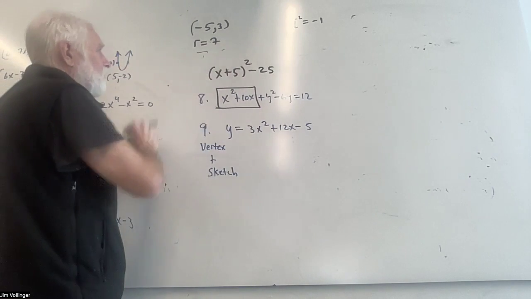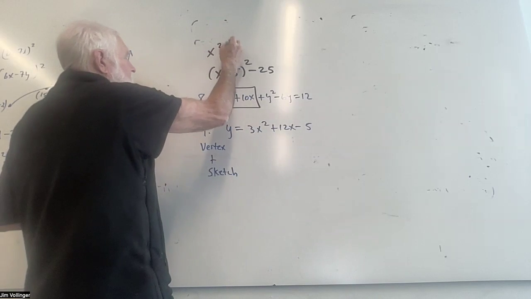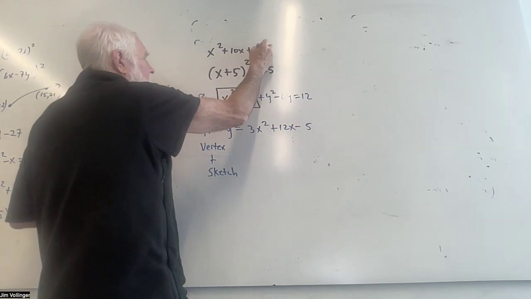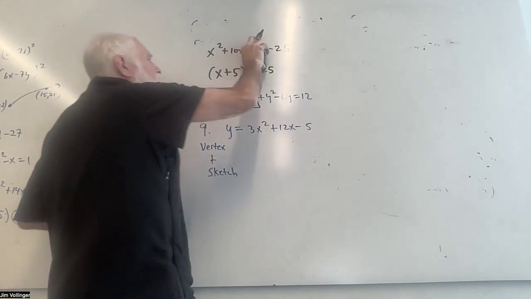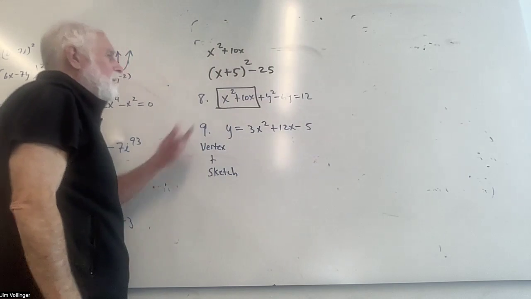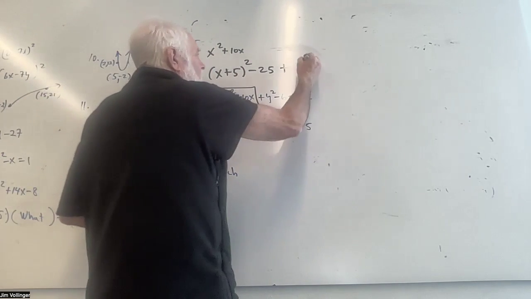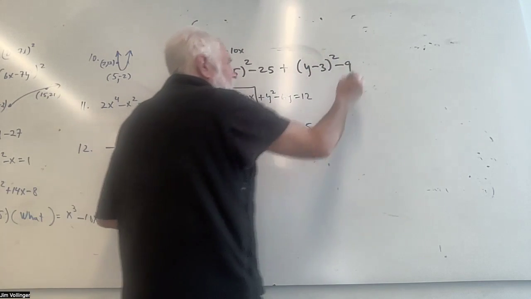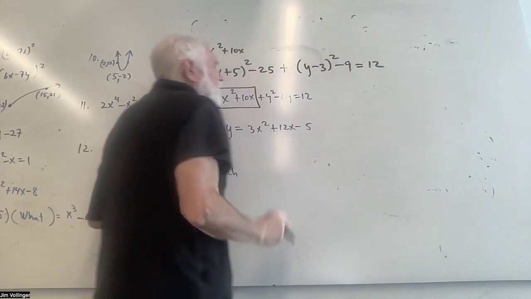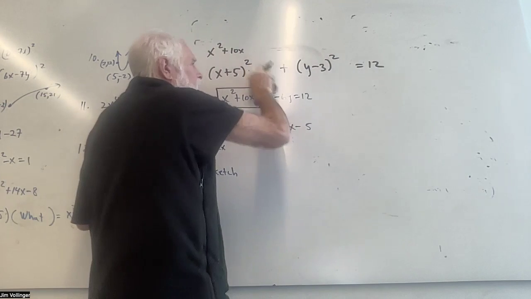Binomial squaring. What do we get when we square x plus 5? We get x squared plus 10x plus 25. So what happens when I bring the minus 25 in? I get rid of that constant that I don't want, and I'm back to the original. Plus y minus 3 squared minus 9, for the same reason, equals 12. If I bring the constants to the other side, I get 49.